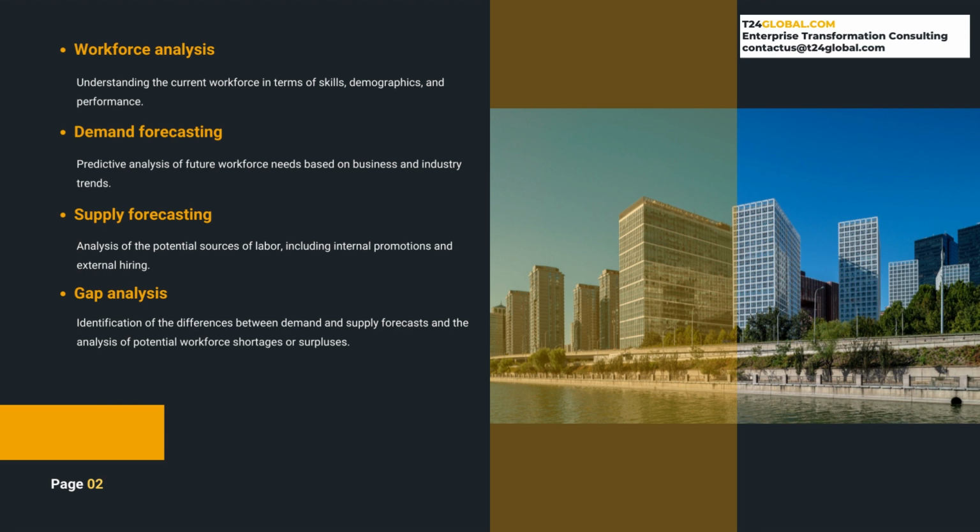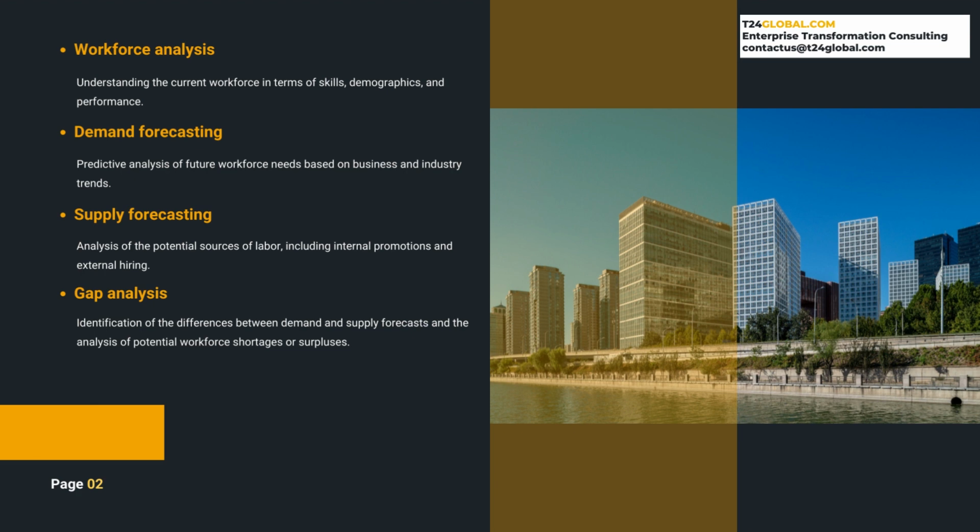The key persona involved in this component are business strategists, workforce planners, and HR professionals. Demand forecasting is important for identifying future workforce needs, which can help to mitigate labor shortages or surpluses and support business growth. 3. Supply forecasting.